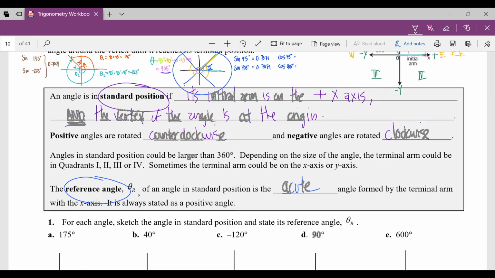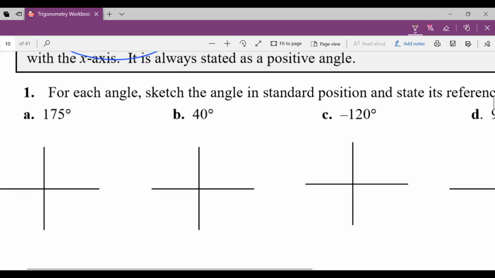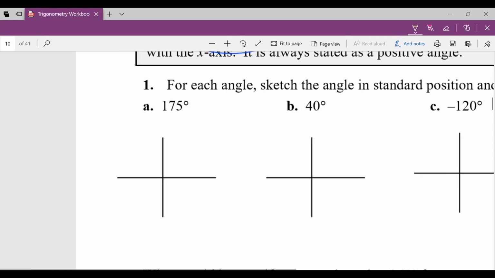So the reference angle of an angle is an angle in standard position formed as an acute angle between the terminal arm of any angle that you wish to sketch out and draw on a Cartesian coordinate and the x-axis. And it's always a positive angle because we're always going counterclockwise. All right, how do we use this information? Let's do a couple of examples. So for each angle, sketch the angle in standard position and state its reference angle.